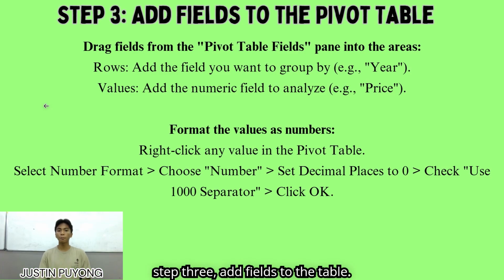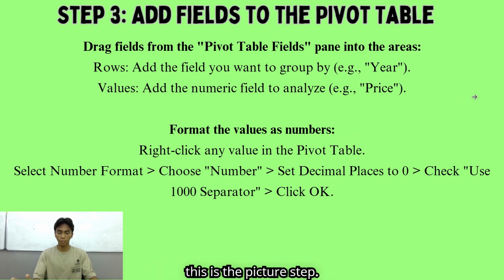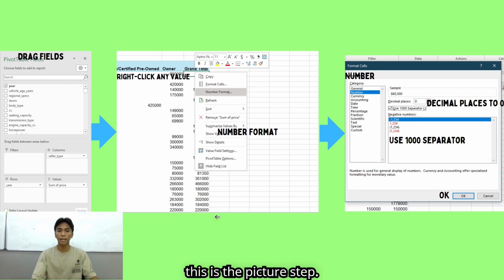Step 3, add fields to the pivot table. What we will do here is go back and forth between the slides and Excel, so that you can follow it properly. It says here, drag fields from the pivot table fields pane into the areas, such as rows. Add fields, that's just an example. We will also reformat the values as numbers. We will follow it one by one. Here is a picture of that step.